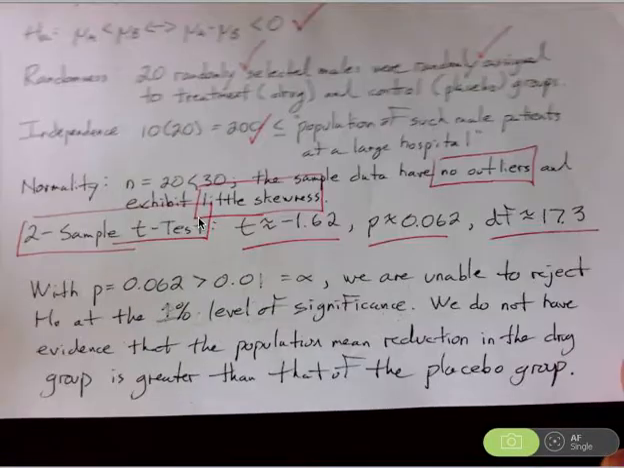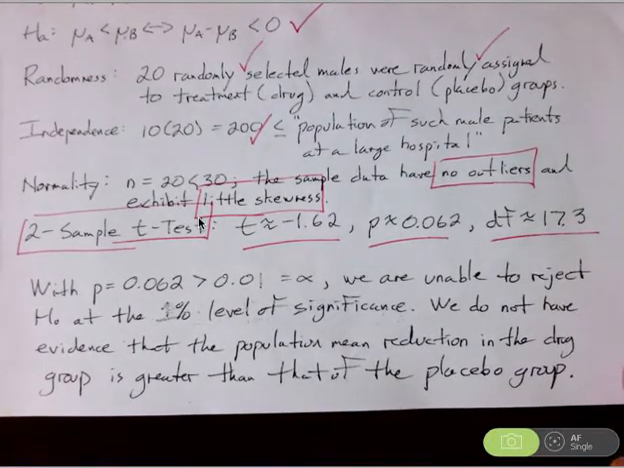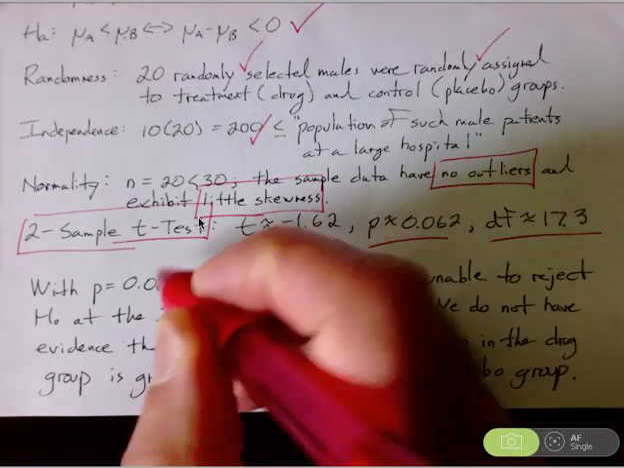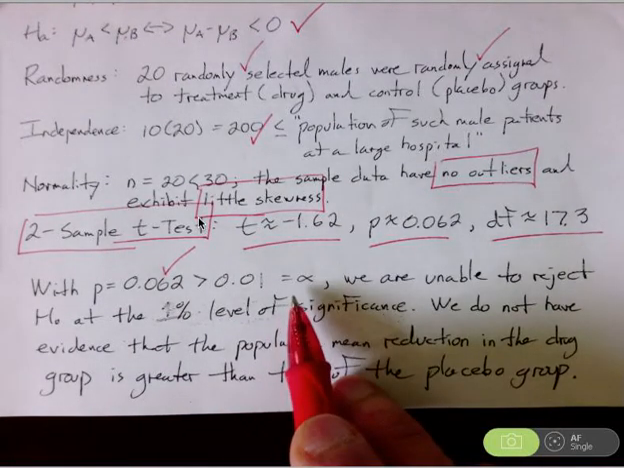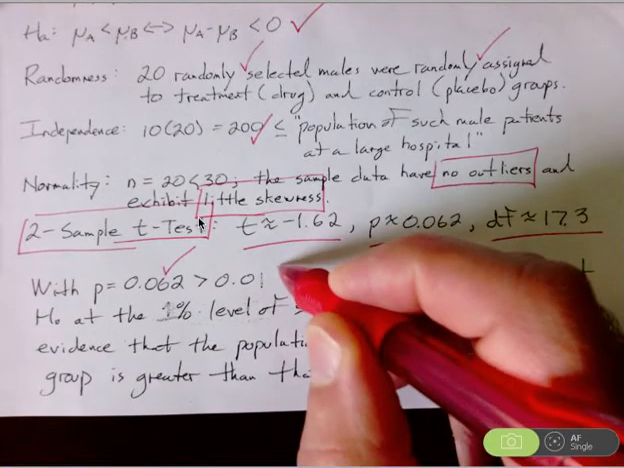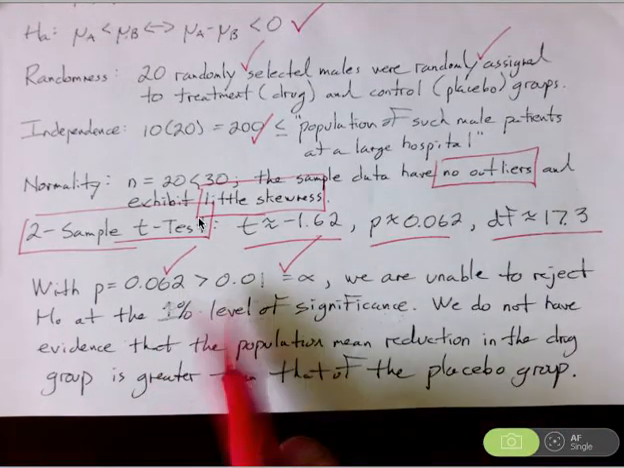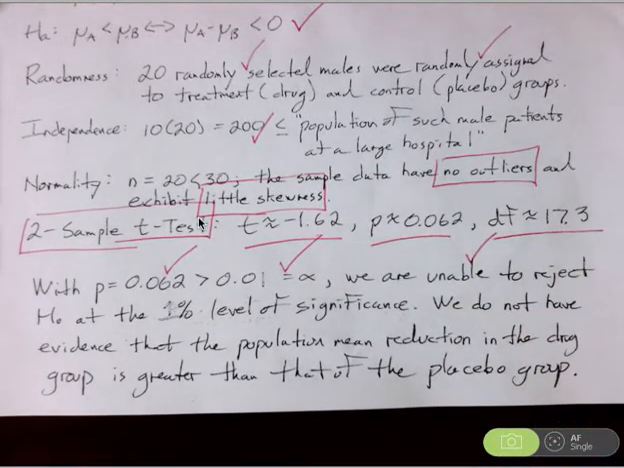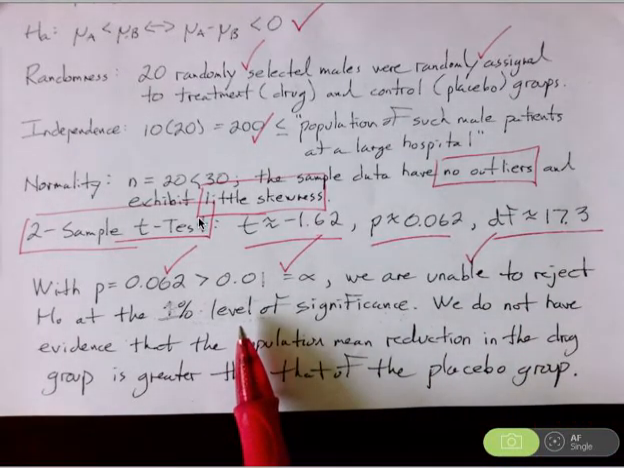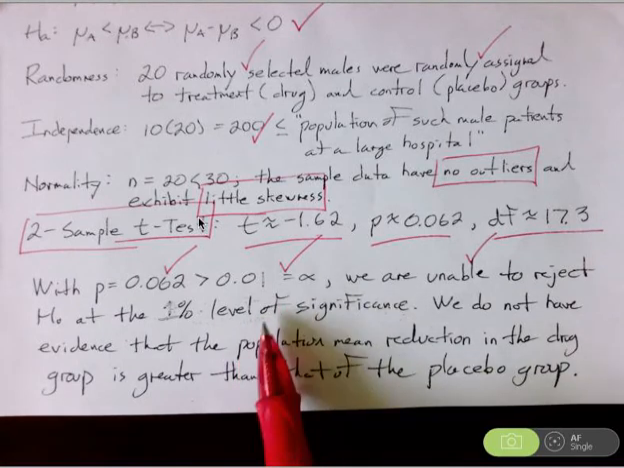And then we write about this test just like we would write about any statistical test. So include the p-value. With a p-value of 0.062, you need to compare that to your significance level or your level of alpha. That was given to us in the problem as 0.01. So our p-value is greater than that. That means that we are unable to reject the null hypothesis at that 1% level of significance, that level of alpha that was specified.